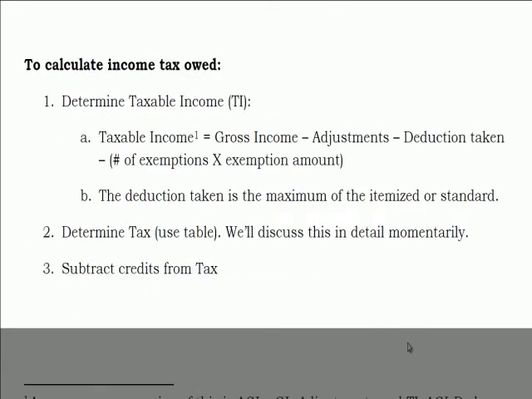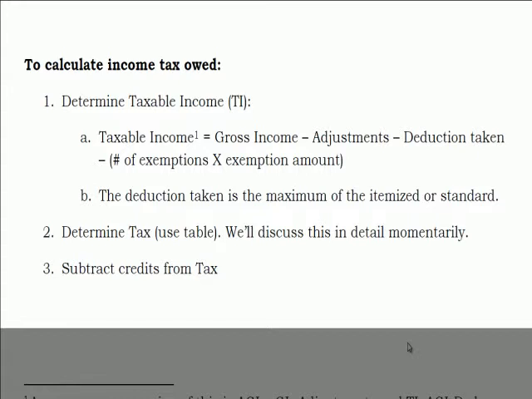I'm going to deal with 3 steps in calculating your income tax. The first step is to determine your taxable income. Your taxable income is your gross income minus the adjustments, minus your deduction taken, minus the number of exemptions you have times the exemption amount. In 2011, the exemption amount is $3,650 per person.